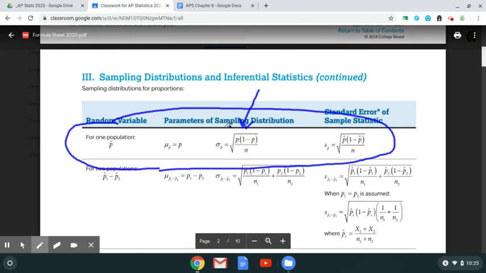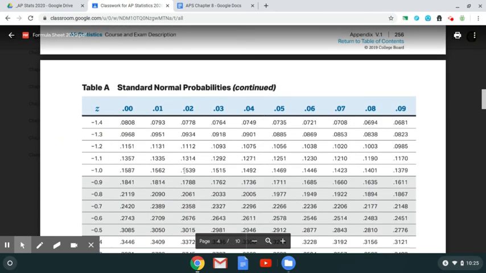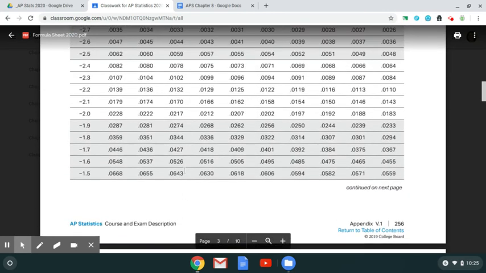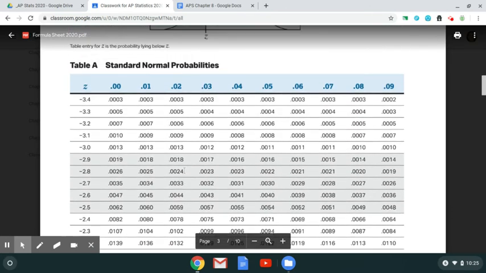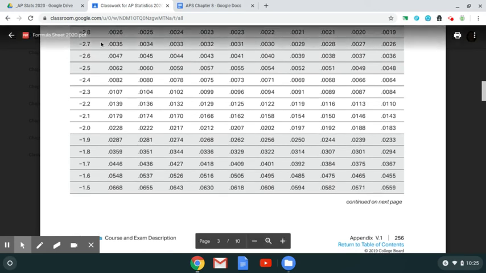So if you would grab a calculator, if you remember how to use the table, you can also use table A. So you could go here, you can scroll down to table A, and we could find the tail probability at 0.1. It's down here somewhere. Most of you are going to grab your calculators. Please do.